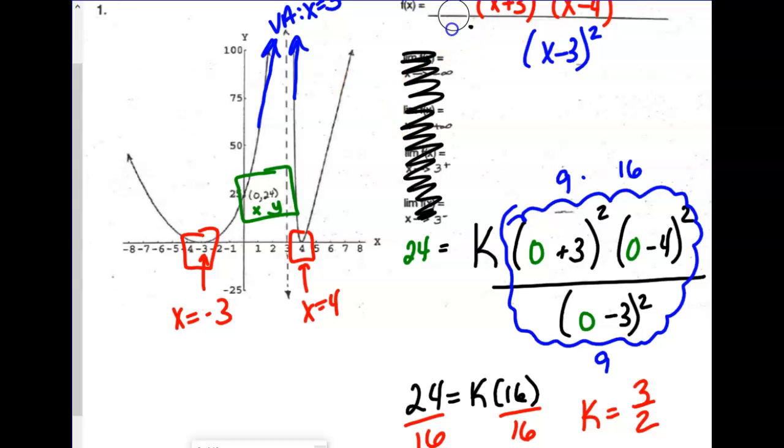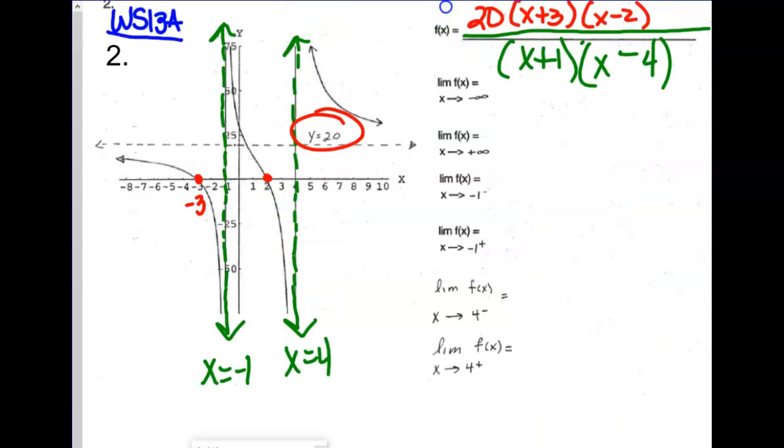Oops, why won't you let me stay up there? Okay, so that's like the hardest one on the worksheet. I don't know why it's number 1, but it is. Wasn't that a good time? Okay, let's do one more.